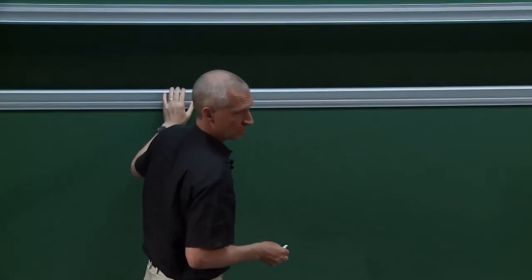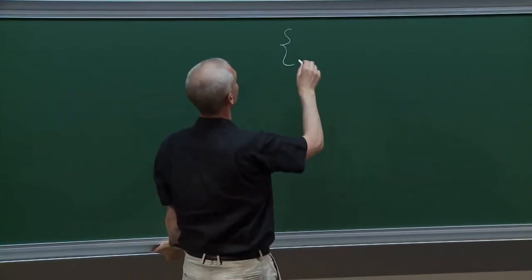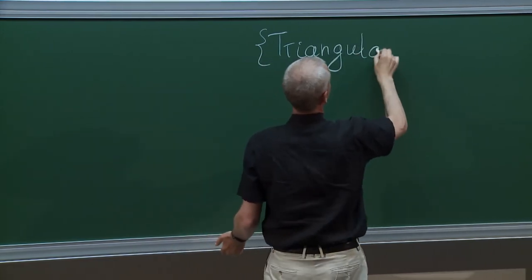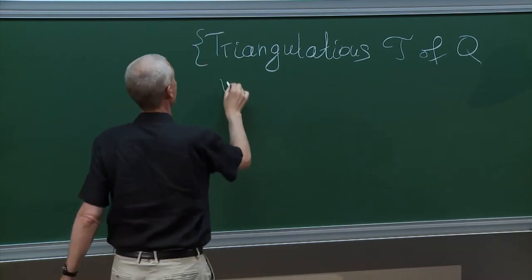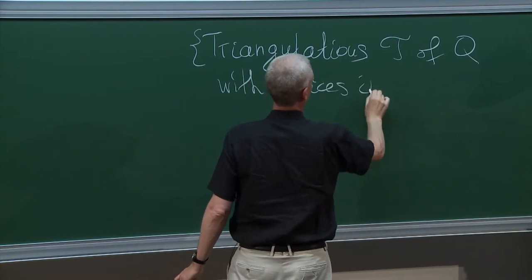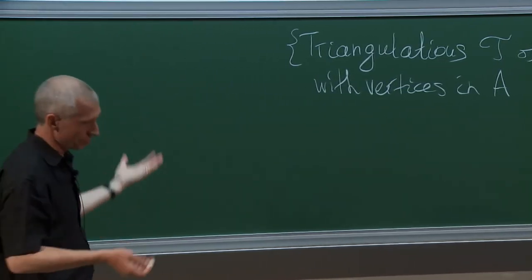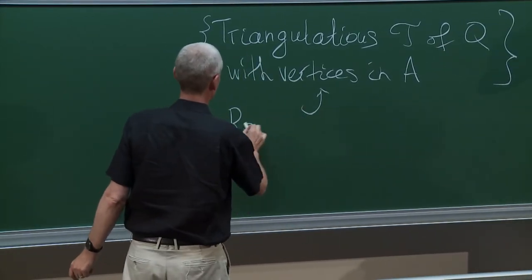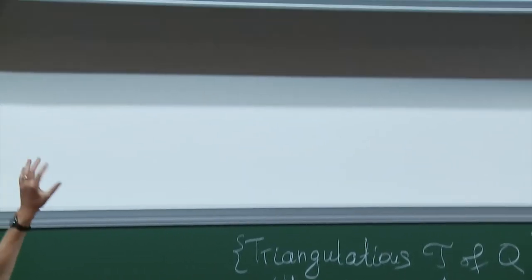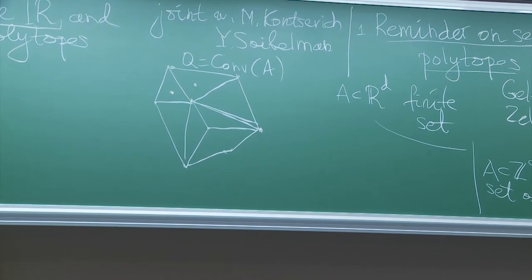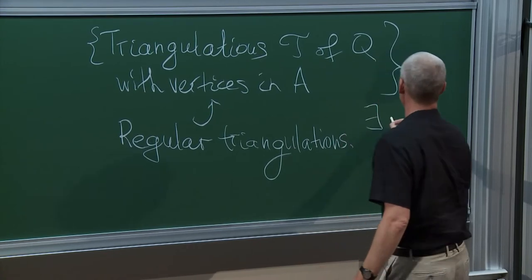I'll just say right here: we consider the totality of triangulations, which we call T of Q, into straight simplices with vertices in A. This is a finite set because we fixed the finite set of possible vertices. Inside it there are so-called regular triangulations, those which possess a piecewise linear function, convex with respect to this triangulation, which is strictly convex in the sense that it breaks down on every intermediate face. Regular triangulations just exist strictly convex piecewise linear functions.